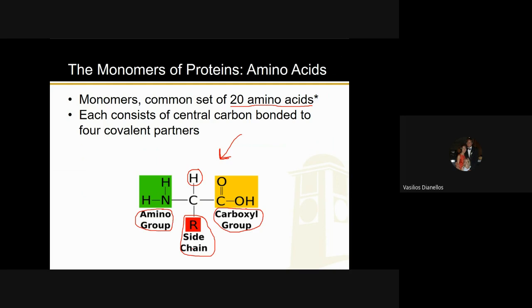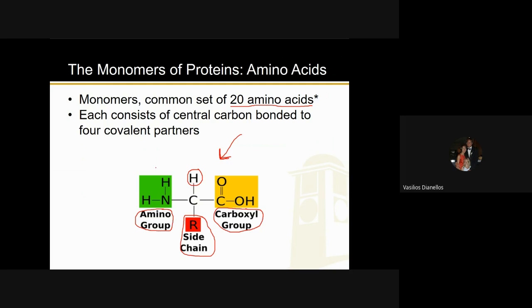So then the question is, if all 20 amino acids have this, if they all look like this, then what makes one amino acid different from the other, right? How do we have 20 different amino acids? And that's what I'm about to explain to you. But are there any questions about this slide?